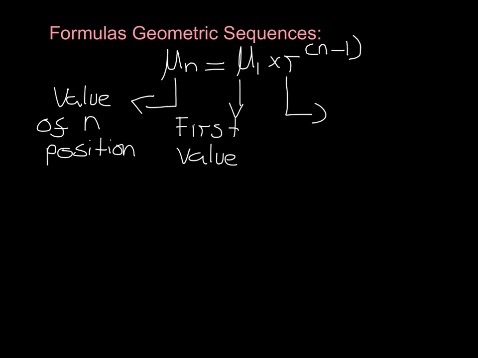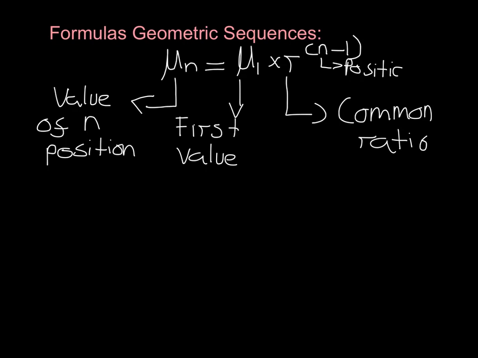R is something we call the common ratio. What is this common ratio? Well, the common ratio indicates the following value in the sequence. There cannot be any negative ratios, but there are decimal ratios when the sequence has decimal values. And then n is the position.